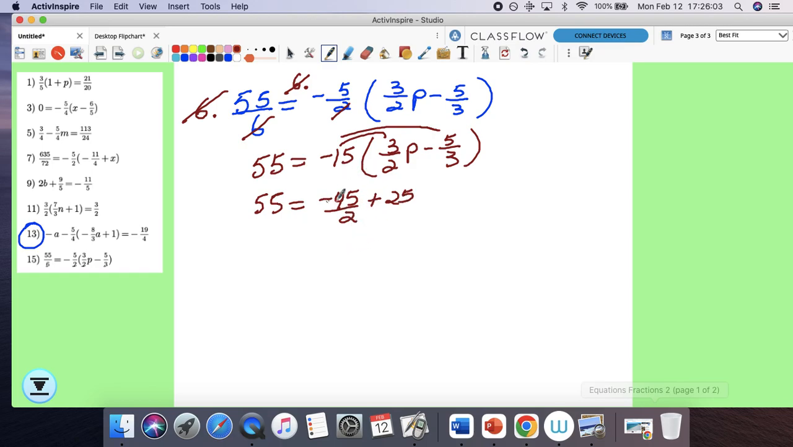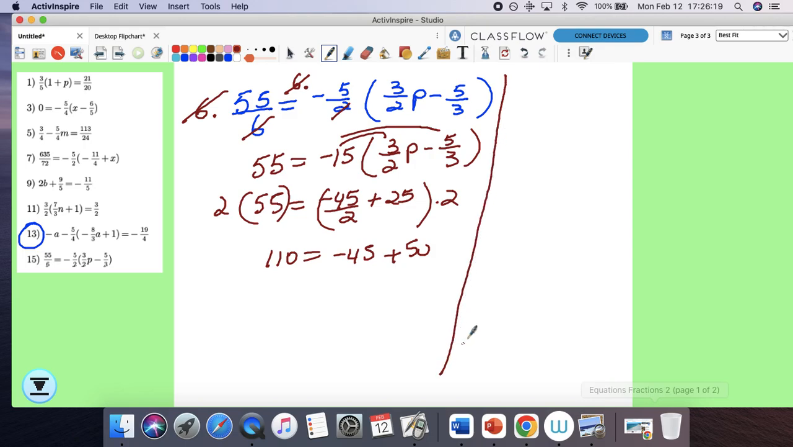Right, which now, to eliminate the fraction, I multiply everybody by 2. So I'm going to take this, multiply by 2, take this, multiply by 2. 2 times 55 is 110, and then this gives me negative 45p plus 50. I'll leave that on the side for a second. Now, let me do the problem where I actually do the distributive property first.